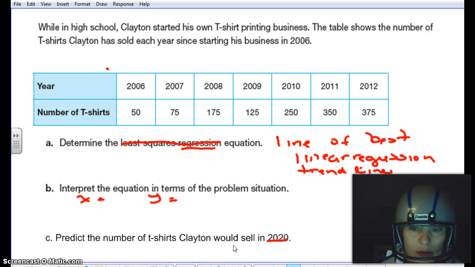So if you want to see how well you'll do, you might want to pause the video for a minute, see if you can answer these 3 questions on your own, and then come back and check to see if your answers were correct. So take a minute, pause the video, find your least squares regression line, tell me what it means for x and y, and then predict the number of t-shirts he'll sell in 2014.